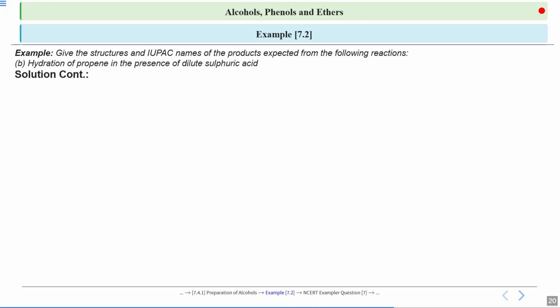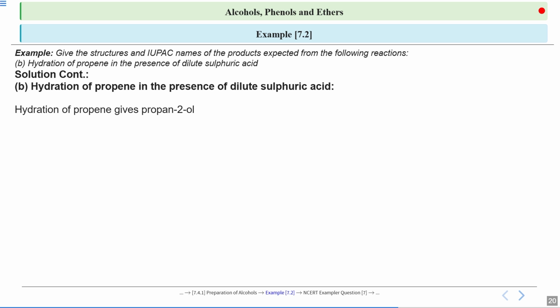Similarly, for the second reaction, which is hydration of propene in the presence of dilute sulfuric acid. Propene hydration in the presence of dilute sulfuric acid will give propan-2-ol. So let's take the reaction. We have propene, CH3, CH double bond CH2. You react it with dilute sulfuric acid. It is going to give us propan-2-ol. The product you are getting is a secondary alcohol.